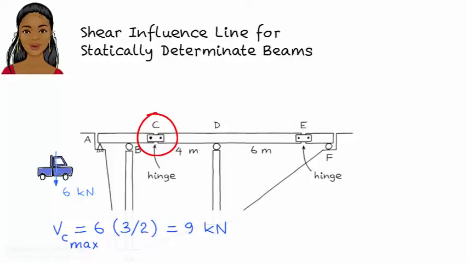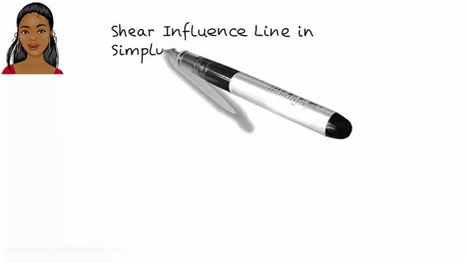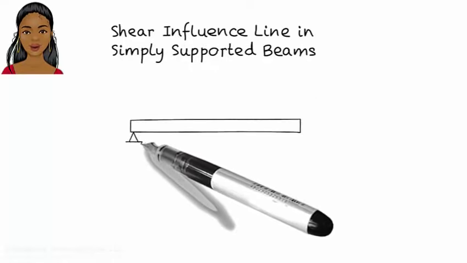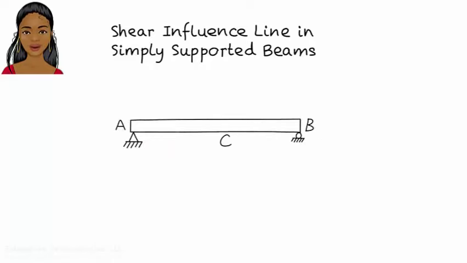Okay, now let's turn our attention to the process of drawing shear influence lines for statically determinate beams. For simply supported beams without any internal hinges, drawing a shear influence line is rather straightforward. Here is a simply supported beam. Suppose we wish to draw the influence line for shear at C as a unit load moves across the beam.